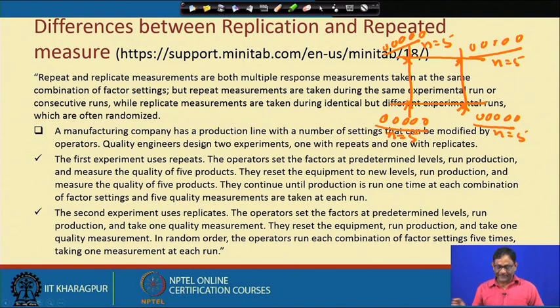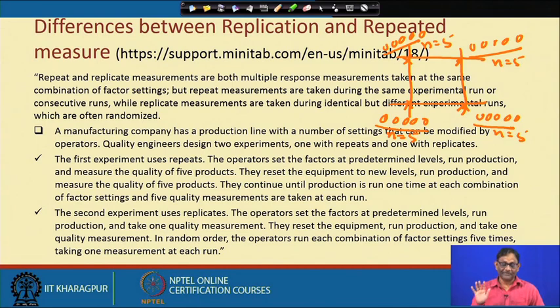Here is one example. A manufacturing company has a production line with a number of settings that can be modified by the operator. A quality engineer designed two experiments, one with repeats and another with replications. The first one, repeat: the operator sets the factors at predetermined levels, like here 80, 90 and 170, 180, runs production and measures the quality of 5 products at a particular setting. They reset the equipment to a new level, run production again and take 5 products. They continue until the production is run one time at each combination, all 4 completed.